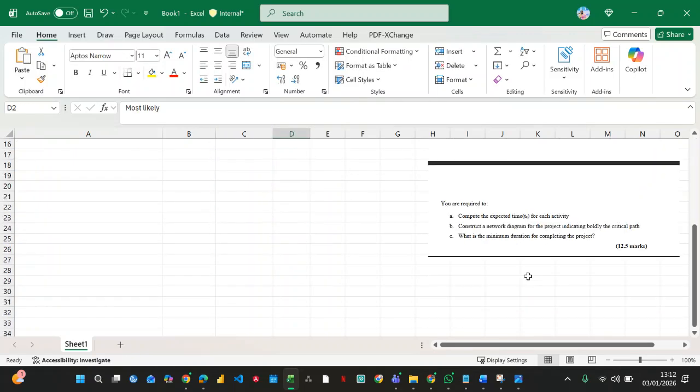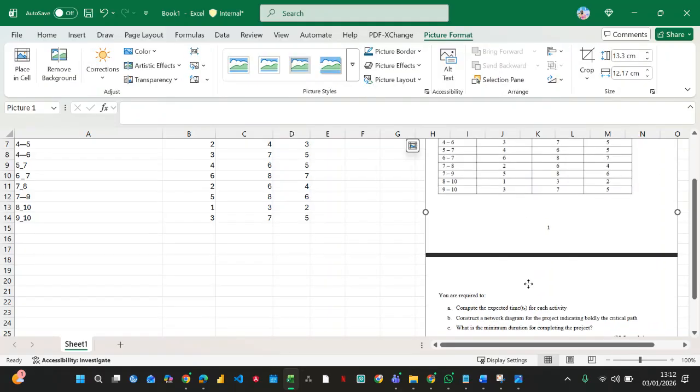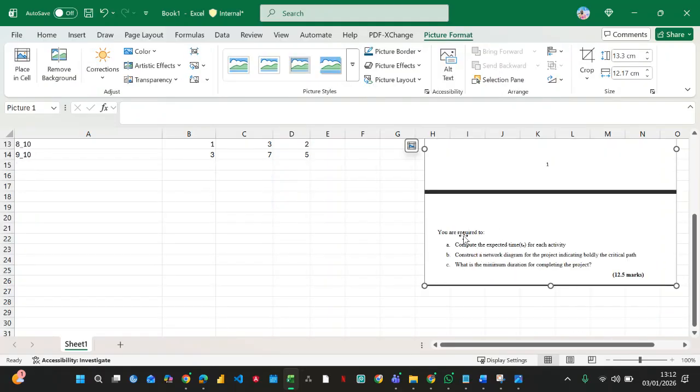Okay, so what's the next thing now? We want to start solving. Look at the first question you need to solve. The first question they ask you to solve is: you are required to compute the expected time for each activity.